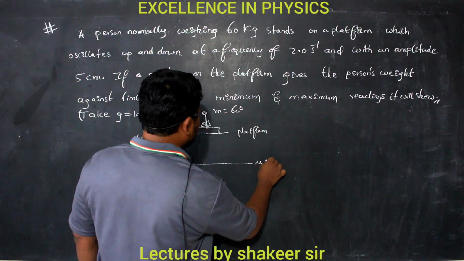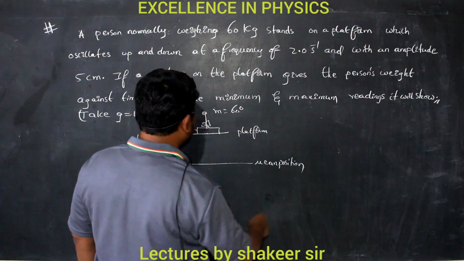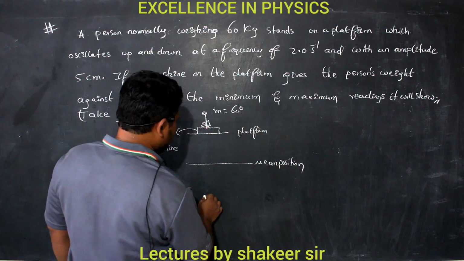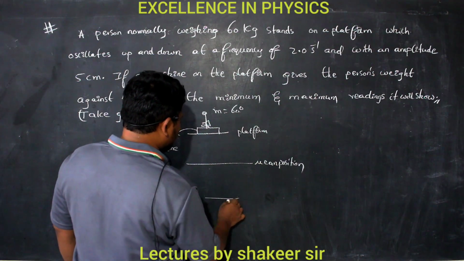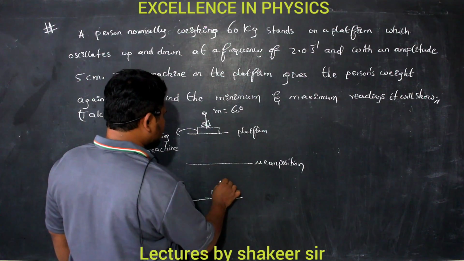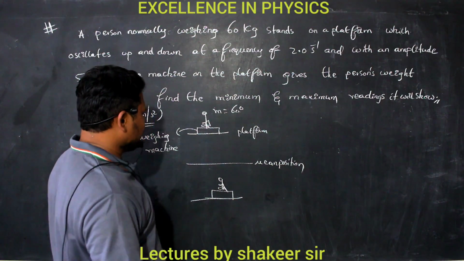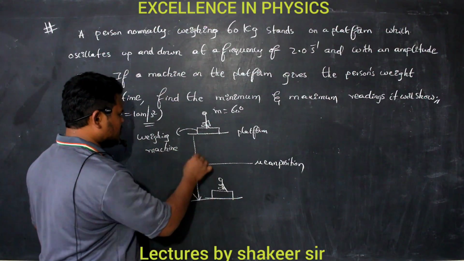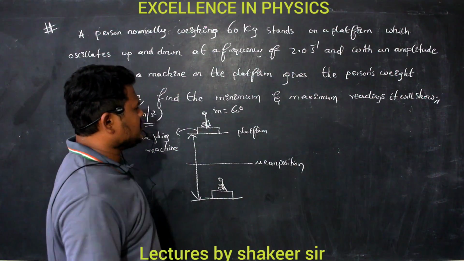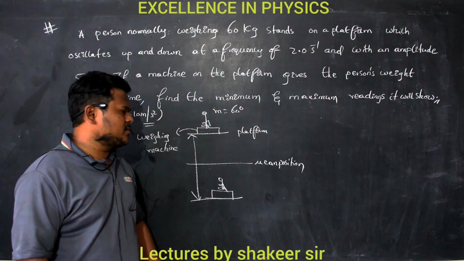So let this be our mean position. Clear? And let this one be another extreme position. It means if this is the platform, again this is the weighing machine, and again this is the man who is standing. Are you able to understand? So it is performing simple harmonic motion along this path. Now the question is, what will be the minimum and maximum reading that is shown by the weighing machine?